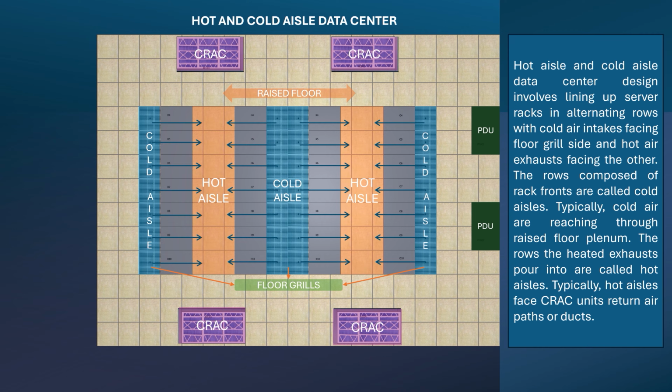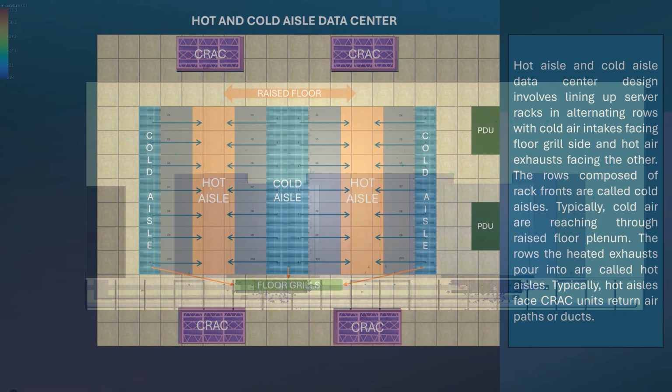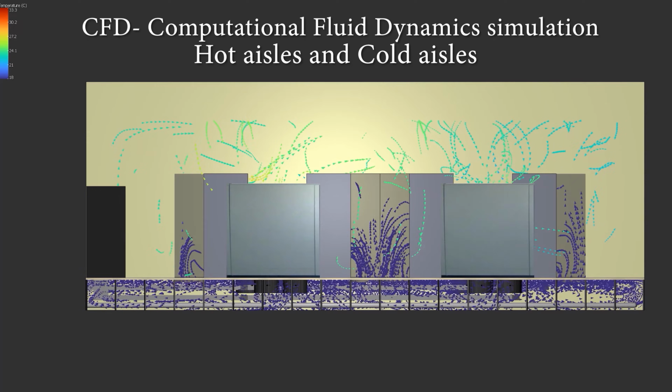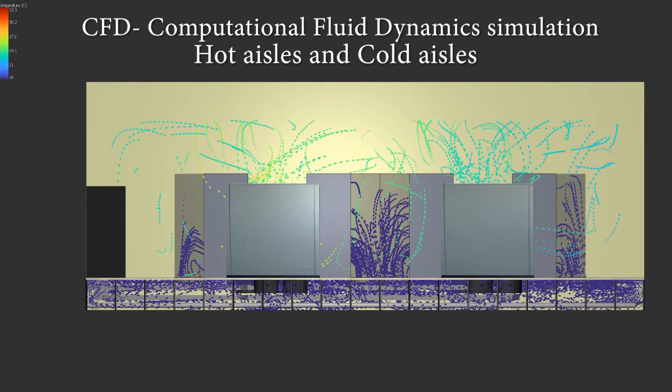The rows composed of rack fronts are called cold aisles. Typically, cold air is reached through a raised floor plenum. The rows the heated exhausts pour into are called hot aisles. Typically, hot aisles face CRAC units, return air paths, or ducts. This CFD, Computational Fluid Dynamics simulation, shows the airflow path of a hot aisle and cold aisle data center.